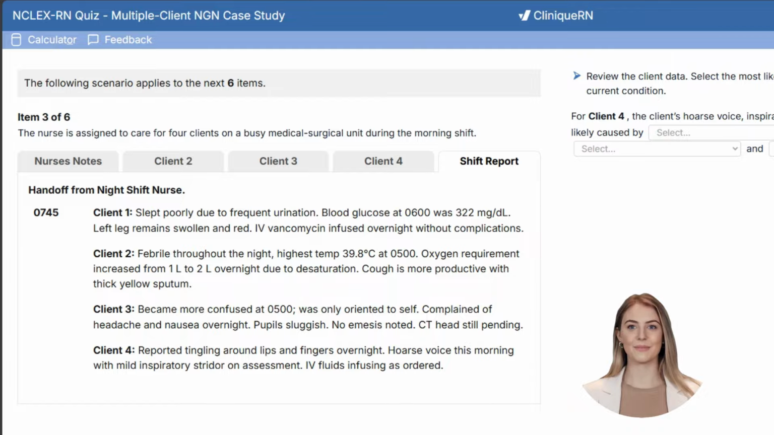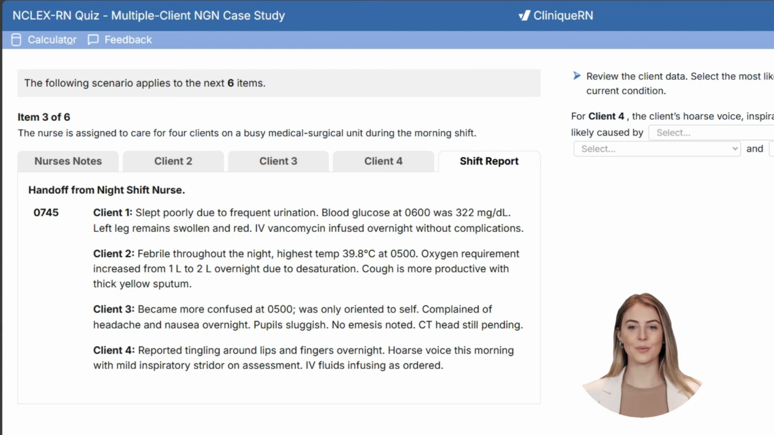Client 3. Became more confused at 0500. Was only oriented to self. Complained of headache and nausea overnight. Pupils sluggish. No emesis noted. CT head is still pending.